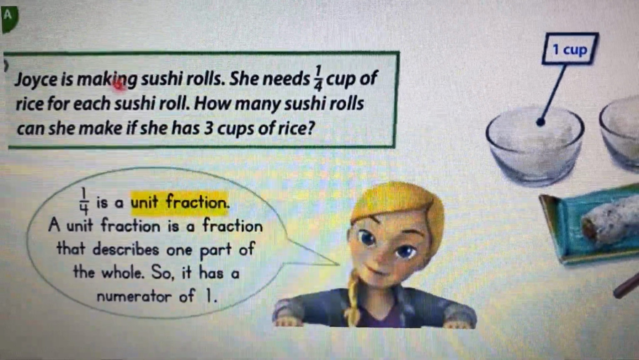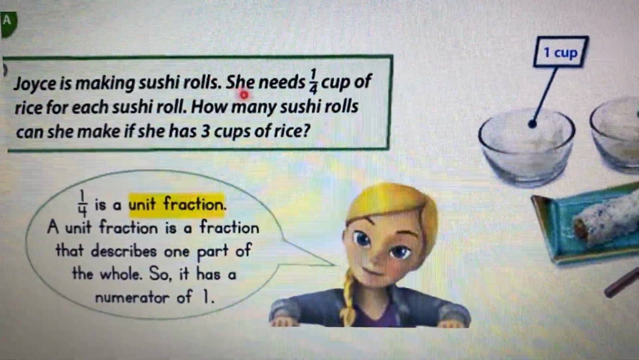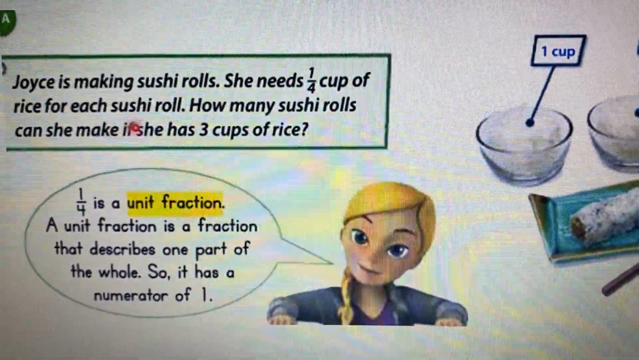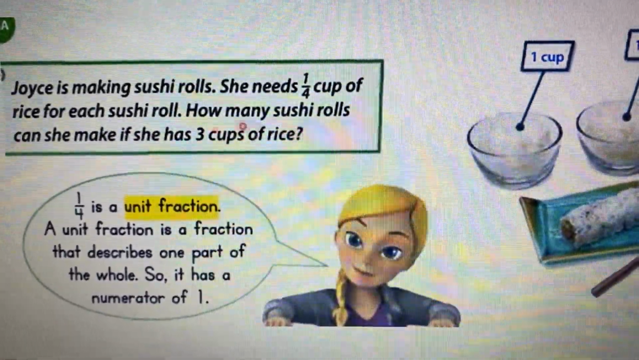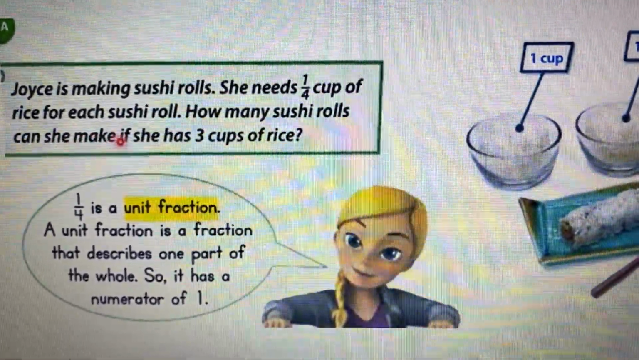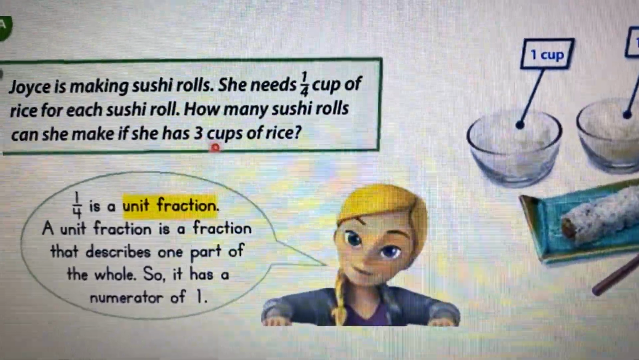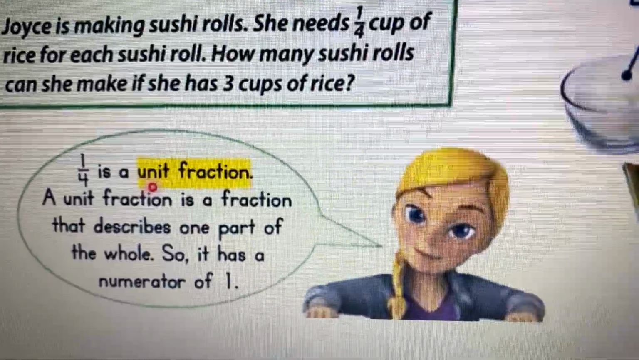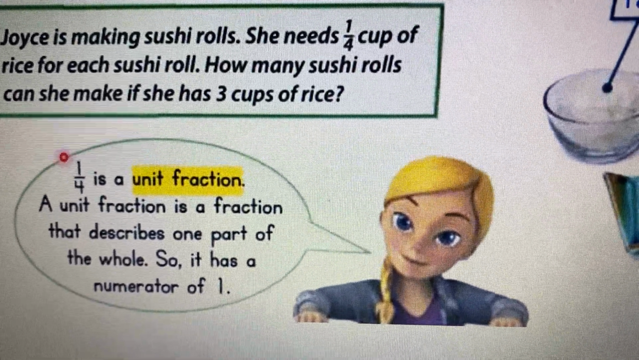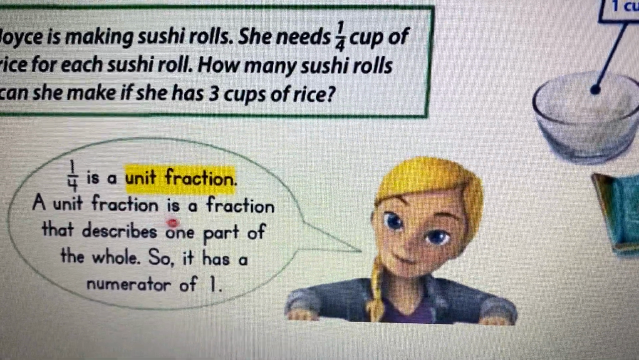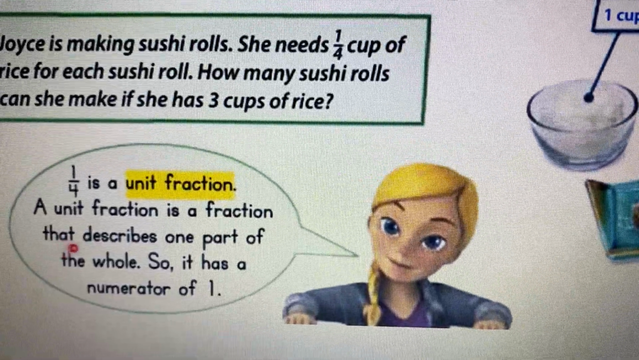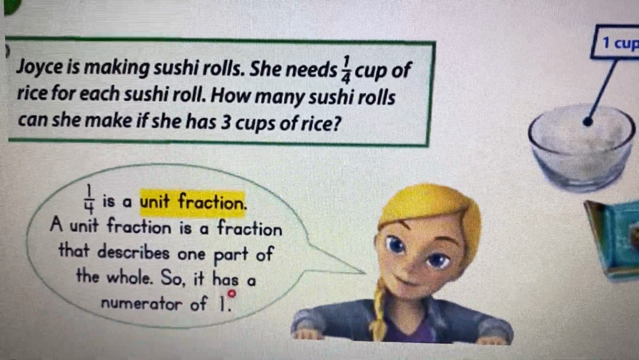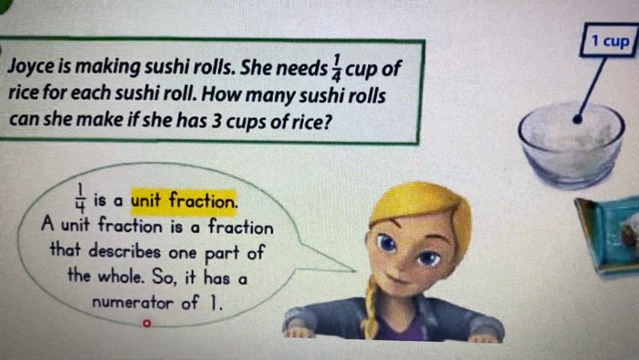Joyce is making sushi rolls. She needs 1/4 cup of rice for each sushi roll. How many sushi rolls can she make if she has 3 cups of rice? Now look here, 1/4 is a unit fraction because here I have one part of a whole. A unit fraction is a fraction that describes one part of the whole, so it has a numerator of 1.